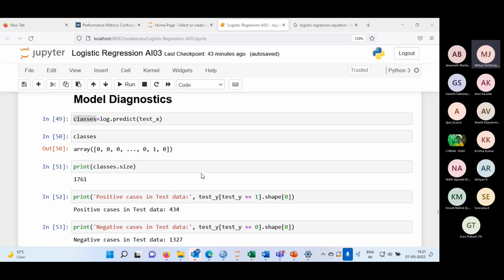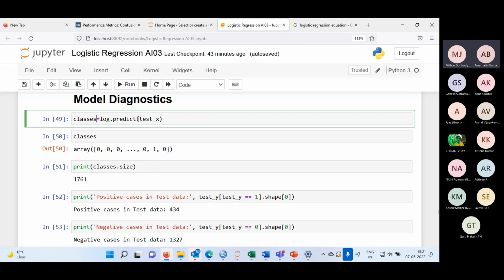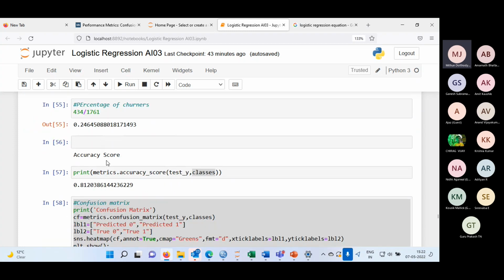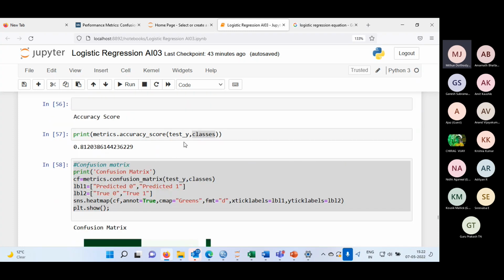One more thing you need to do here is with this classes. This is log dot predict of test underscore x, so it is generating the classes for the test. Here you have to pass the train data set. If you want to generate the accuracy for the training data set, instead of test underscore x, please pass train underscore x, capture it as an object as classes, then come down here and instead of test underscore y and classes, please use train underscore y and classes. You should be able to see the accuracy level for the training data set.